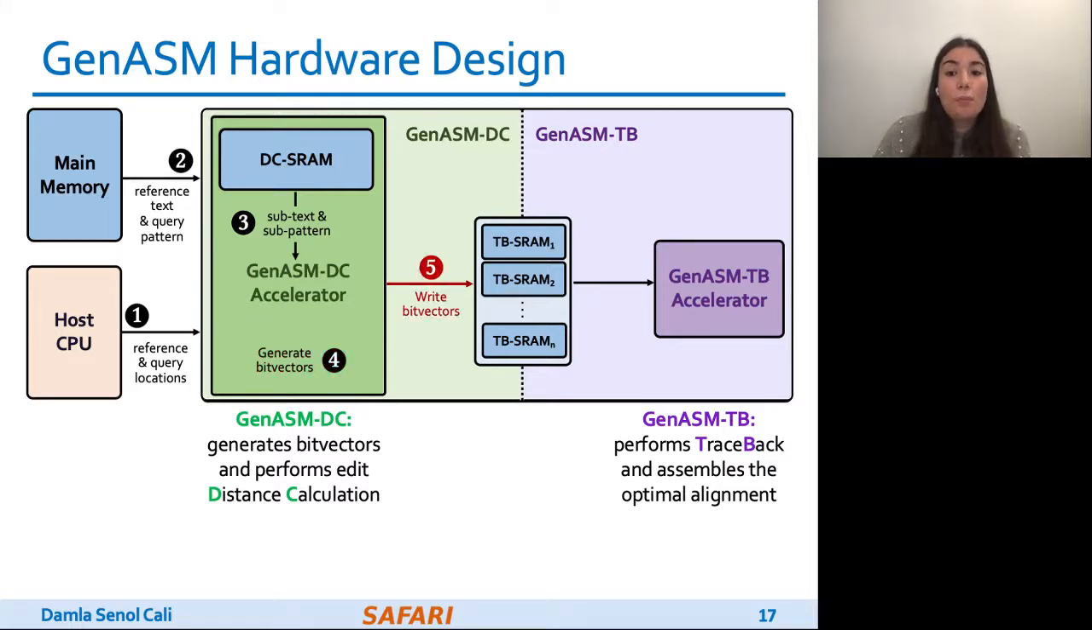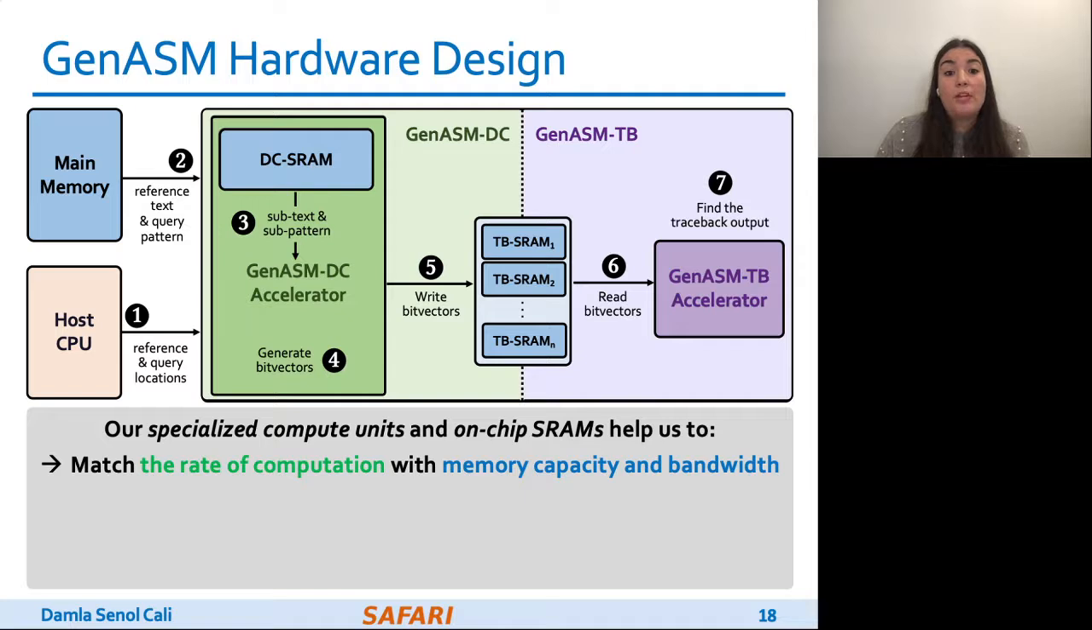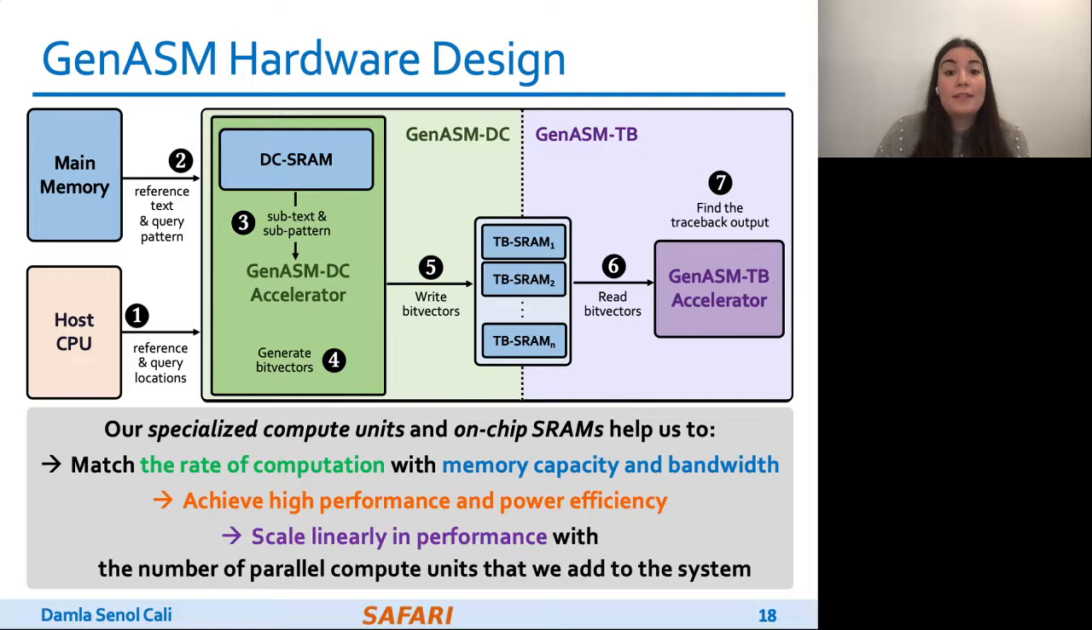Once GenASM-DC completes its search for the current window, then GenASM-TB starts reading the stored bit vectors from TB-SRAMs and generates the window's traceback output. Once GenASM-TB generates this output, then GenASM computes the next window and repeats steps from 3 to 7 until all windows are completed. So our specialized compute units and on-chip SRAMs help us to match the rate of computation with memory capacity and bandwidth, achieve high performance and power efficiency, and scale linearly in performance with the number of parallel compute units that we add to the system.